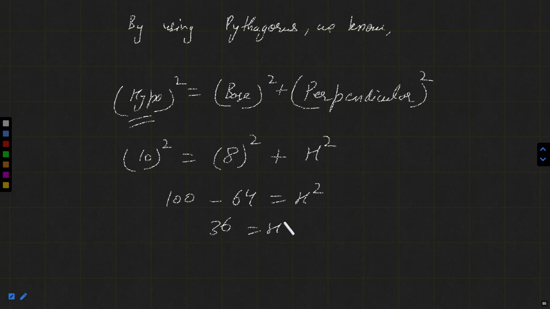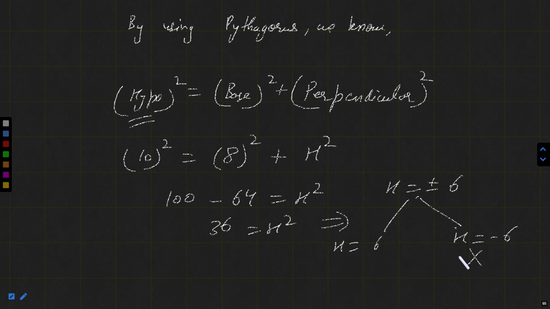Which is equal to h squared. Now, if h is plus or minus 6, and we know height cannot be negative, then from here I have two possibilities: h can be plus 6, or h can be minus 6. This is rejected. We prefer the term rejected because height cannot be negative.